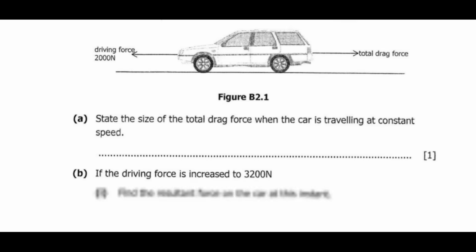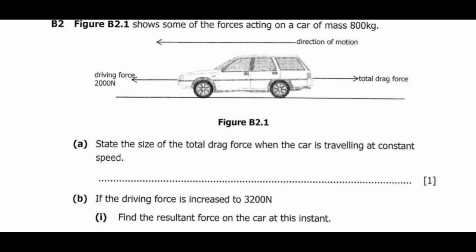Okay, so we can now move on to question 2. For question 2, we have figure 2.1 showing some of the forces acting on a car of mass 800 kg. Then we have the direction of motion. Then the driving force is 2,000 newtons. Total drag force we don't know. Then A, state the size of the total drag force when the car is traveling at constant speed. I gave you the point here.